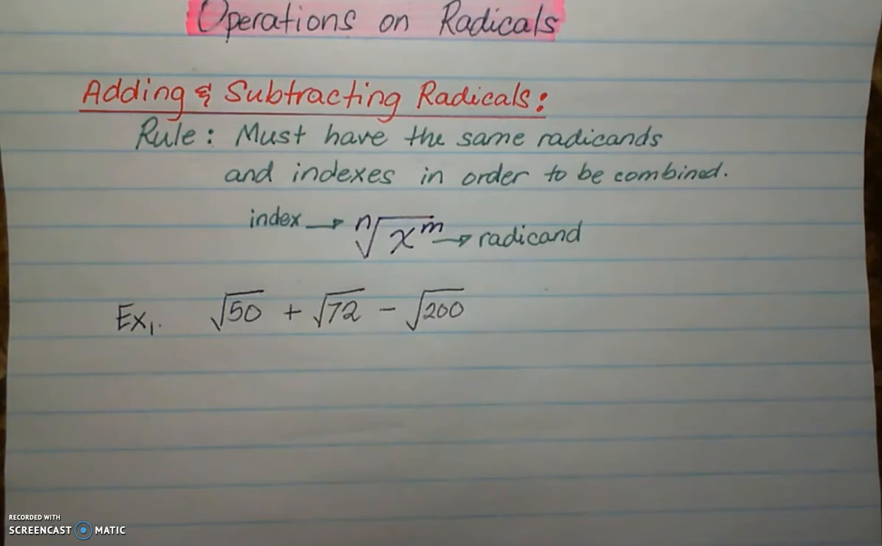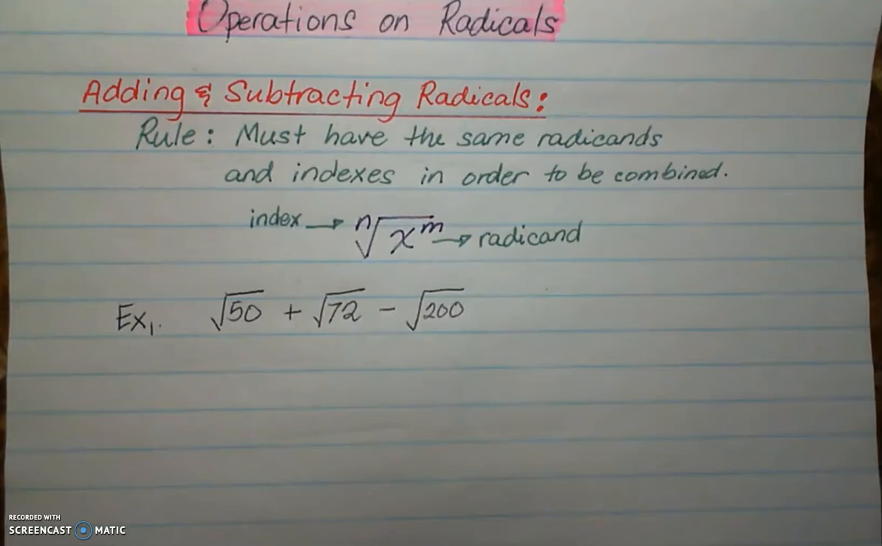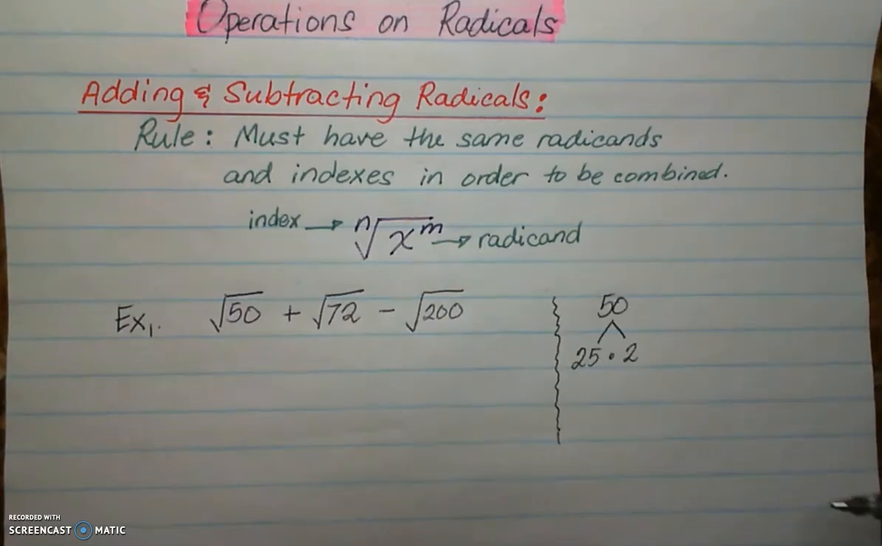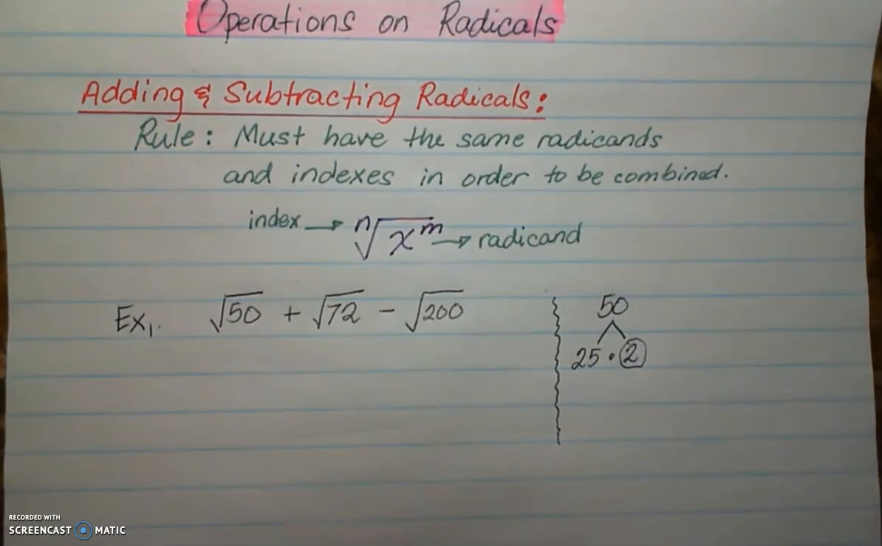For us to be able to do this, we need to simplify them one by one. And if their indexes and the radicands are the same, then we can combine. If not, then we could not combine. So let's investigate this. Okay, let's go ahead and do the prime factorization. So 50 is 25 times 2. We're going to circle 2 because 2 is already a prime number. And then we're going to break the 25.